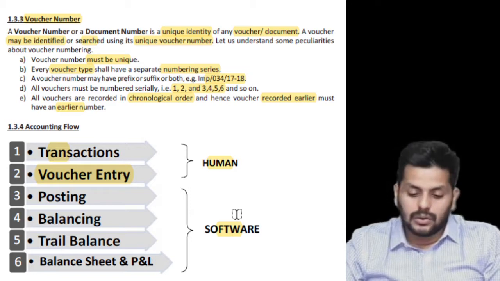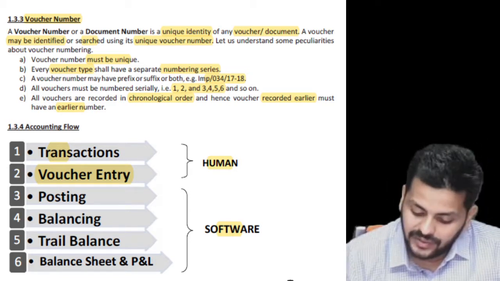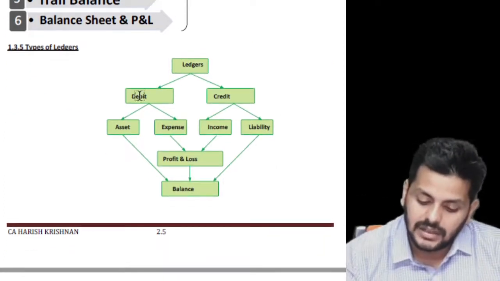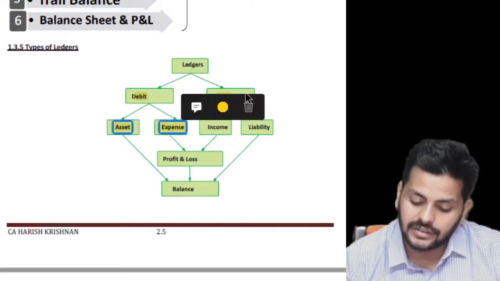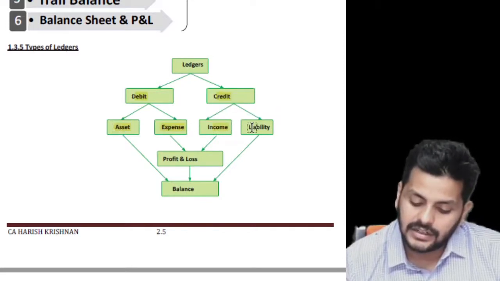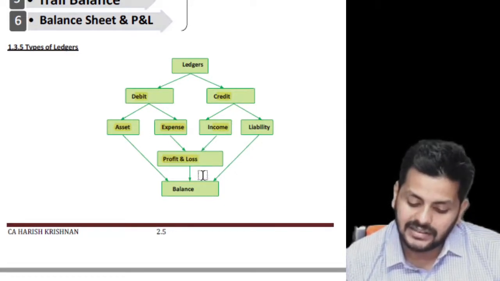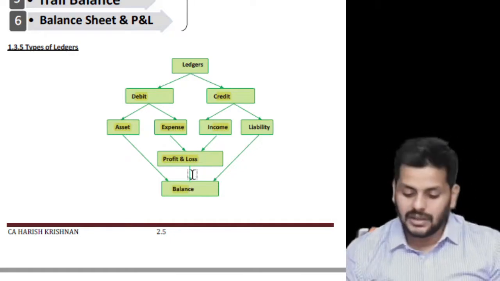So to wind up this, we have types of ledgers, which you all know, debit ledgers and credit ledgers. Debit ledgers, we have asset ledgers and expense ledgers, and the credit ledgers are income and liability. Expenses and income go to P&L, assets and liability go to balance sheet. The word sheet is missing. If you want, you can write it down. Okay.